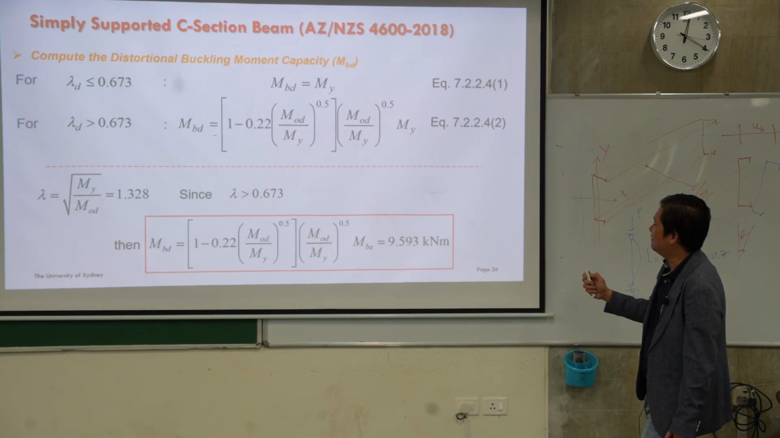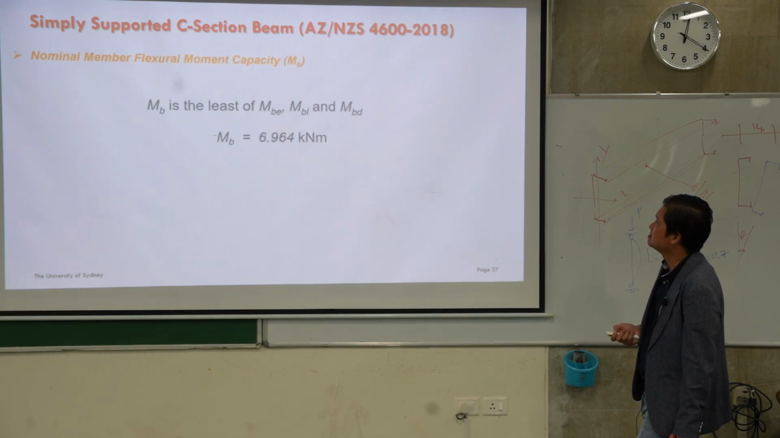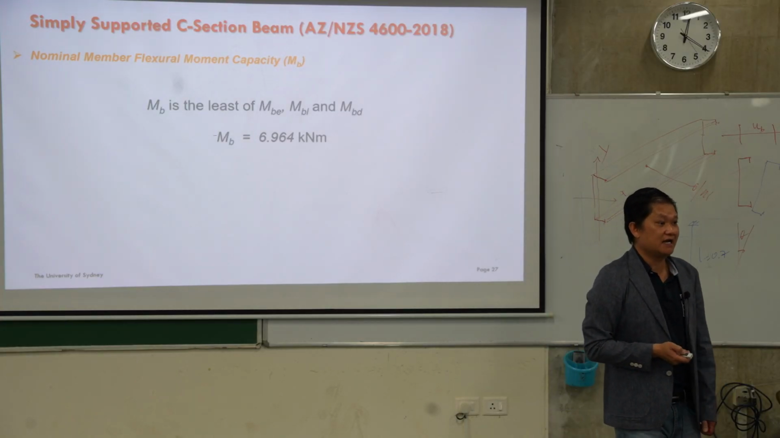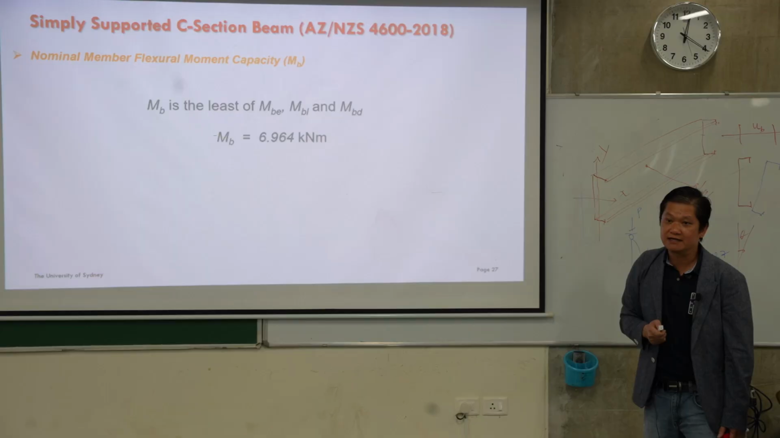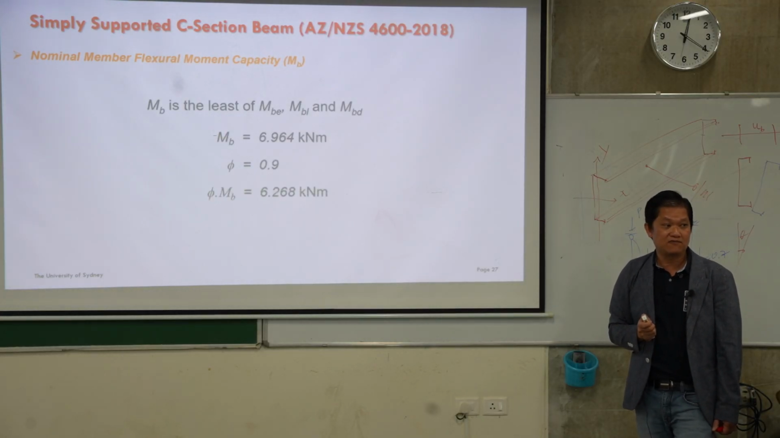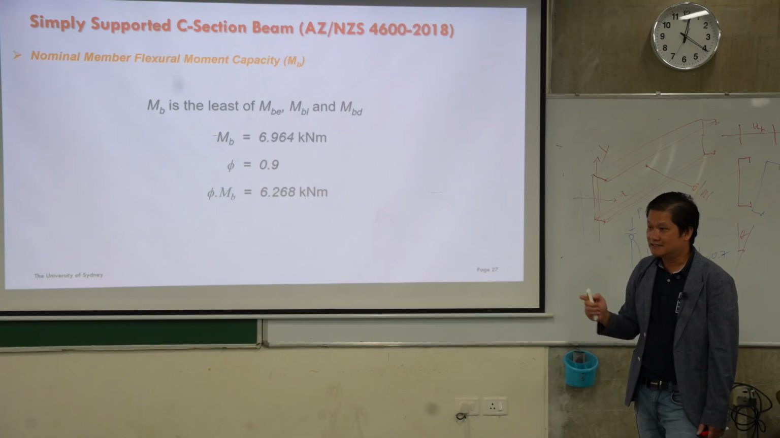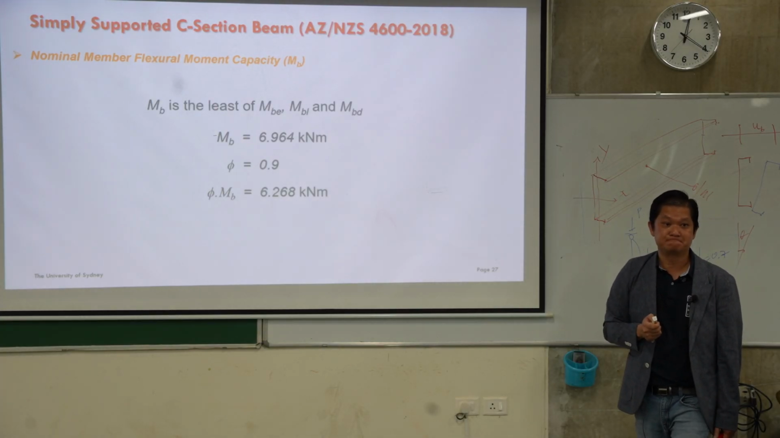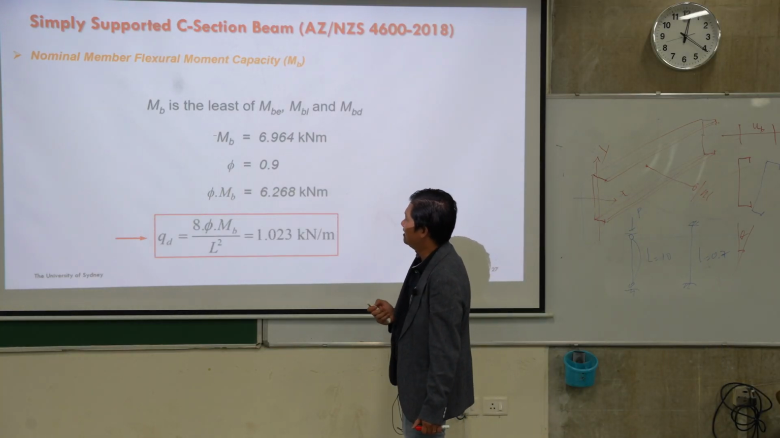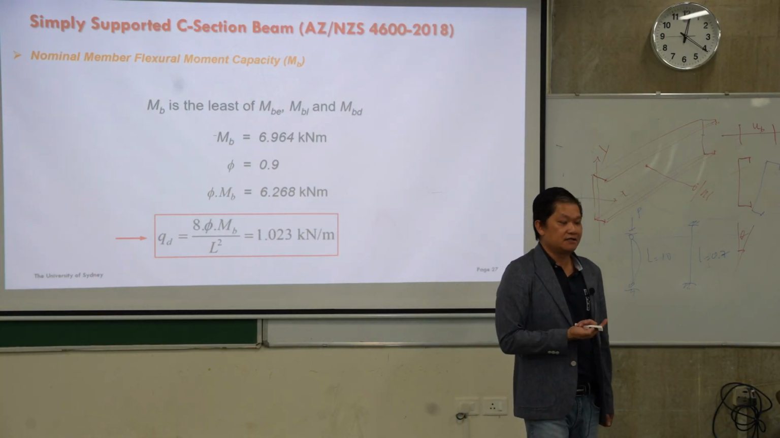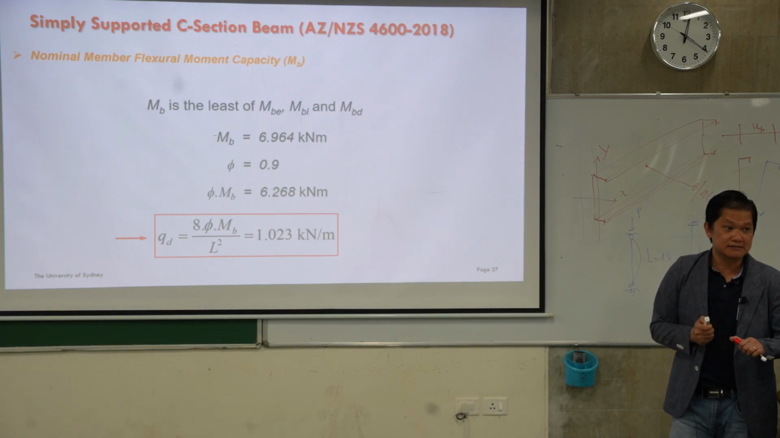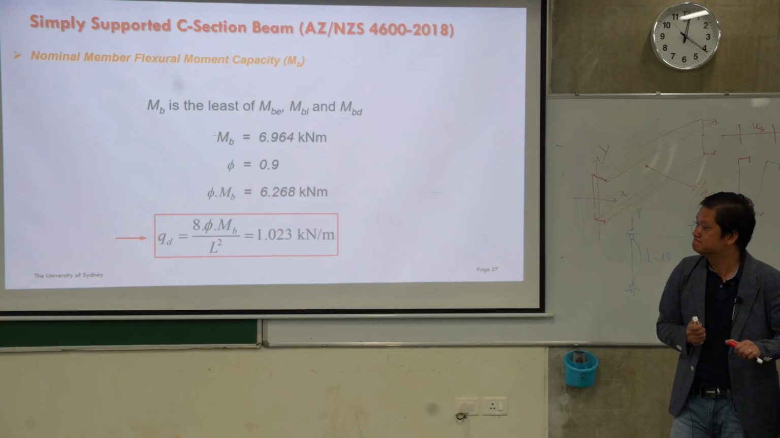So 9.593. And at the end, we just compare the three of them, and then we choose the smallest one, which is 6.964. And we multiply with the load factor, 0.9 for bending, and it is the actual ultimate capacity of our beam in that case. Okay. And then we can back calculate the uniformly distributed load. It is 1 kilonewton per meter. Then we compare with the load that we apply.